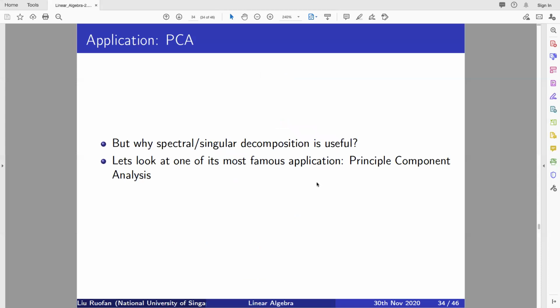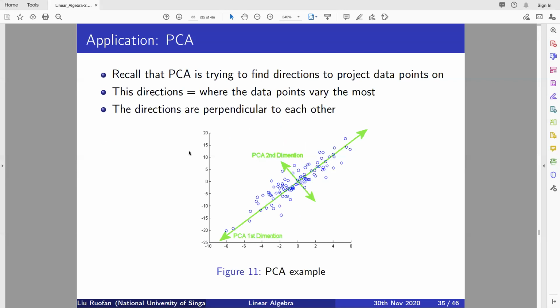But why is spectral decomposition or singular value decomposition useful? Let's look at one of its most famous applications, called principal component analysis. Recall that PCA is trying to find directions to project my data points on. And these directions are where the data points vary the most. And also these directions should be perpendicular to each other. Here is an example of PCA.